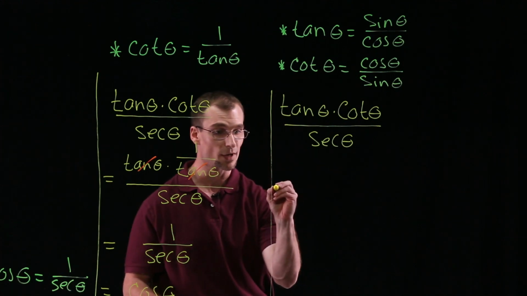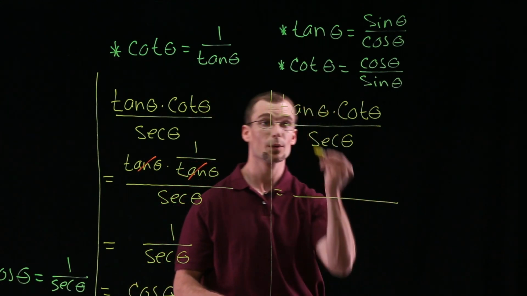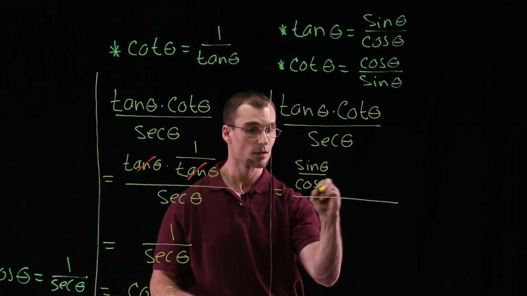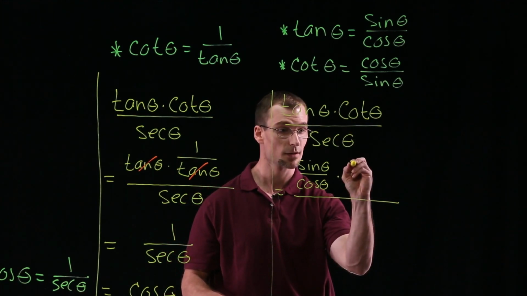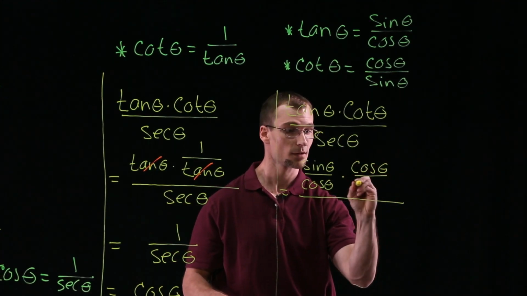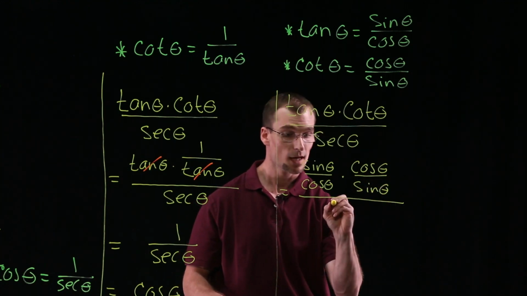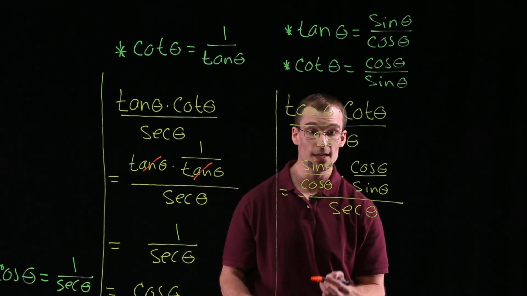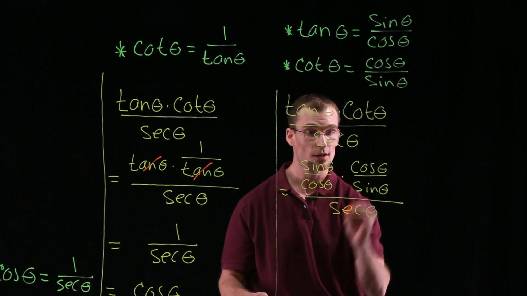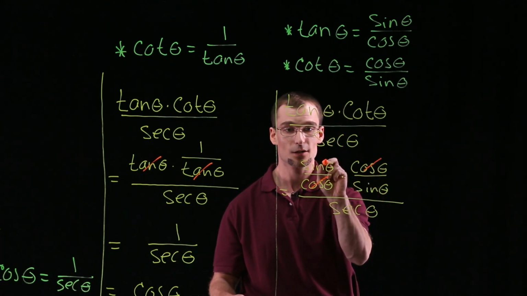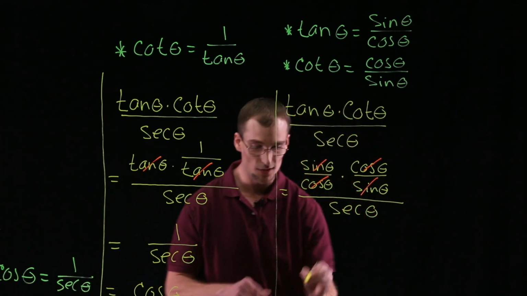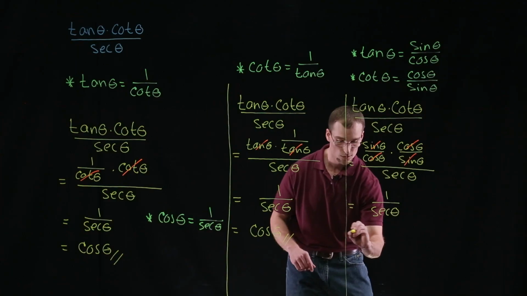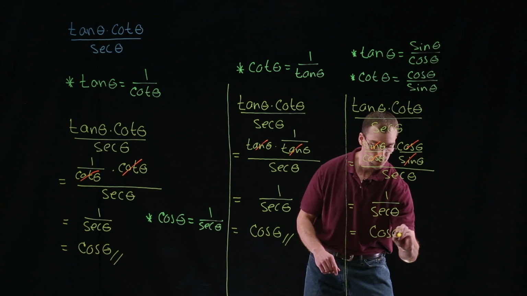So using both of those in our numerator, well, we can write tangent theta as sine theta over cosine theta times cotangent theta, which is cosine theta over sine theta, and that's still all divided by secant of theta. Of course, what we see here is multiplying these two fractions in the numerator, our cosines will cancel, and our sines will cancel, leaving us with the same expression we've had in the past too, 1 over secant theta, which of course is equal to cosine theta.